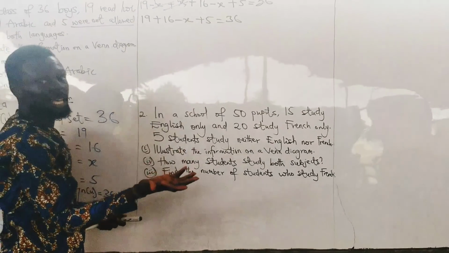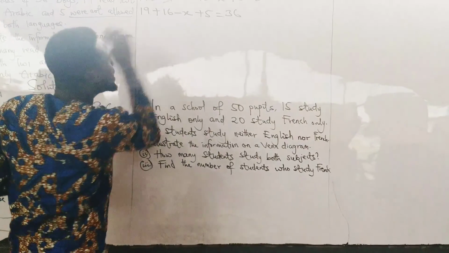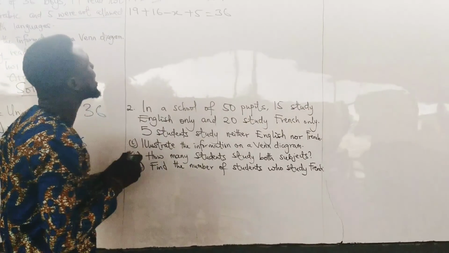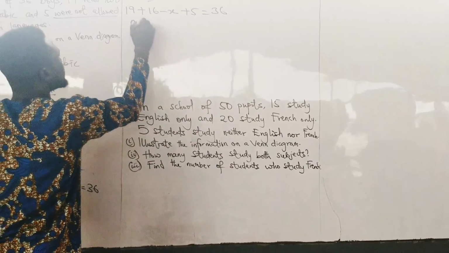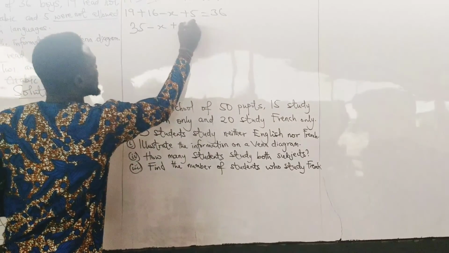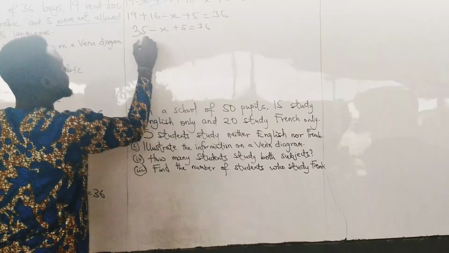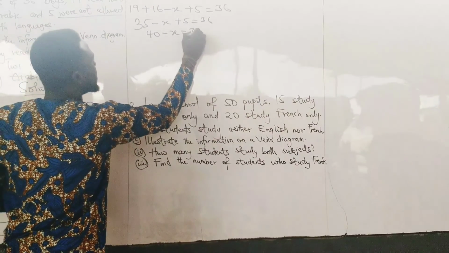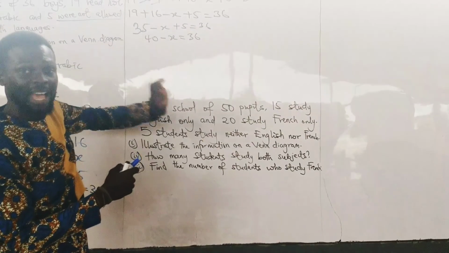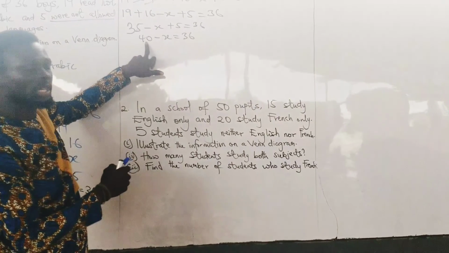So to continue with the equation, we can put this and this together, or say group like terms. So to make the calculation easy for me, I'll put this and this together. And 19 plus 16 is going to give us 35. So we have 35 minus x plus 5 equals 36. Again, we can put this and this together, giving us 40 minus x is equal to 36. When you add the 5 to the 35, you are going to get 40.